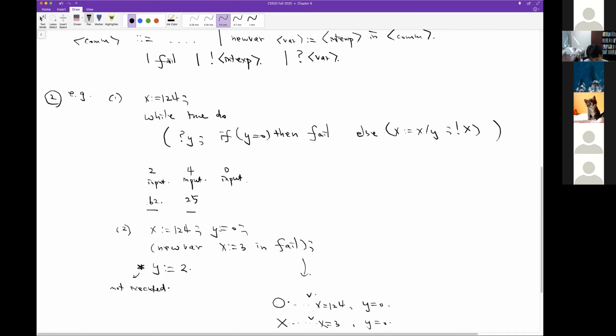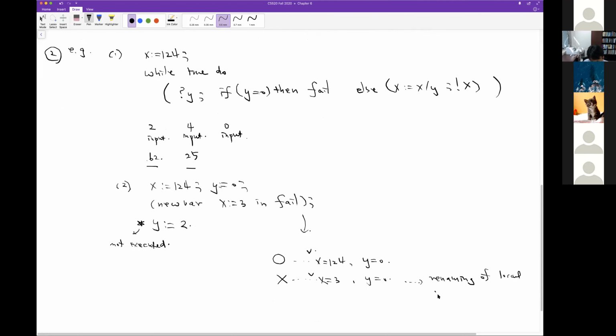Why is that? That's because if the value of a local variable starts to influence the result of the entire program, then we may be in trouble. This means that renaming of local variables should preserve the meaning.